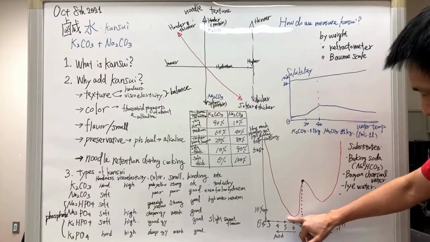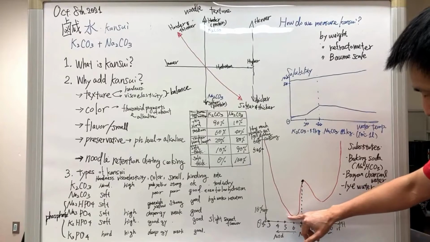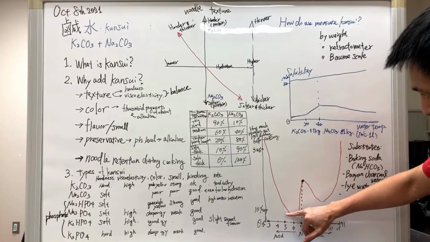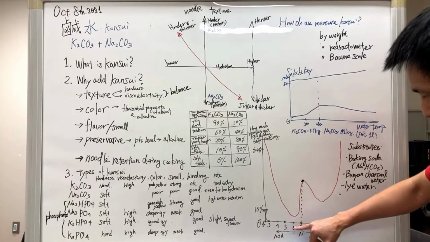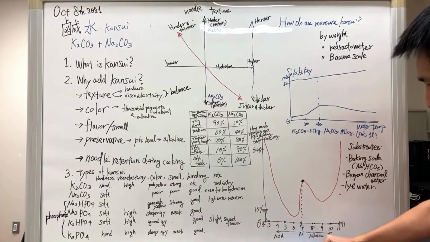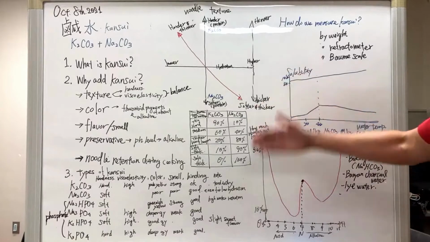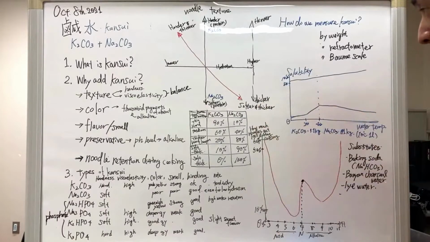The same thing goes for, for example, udon noodles, right? We add a bit of vinegar to make the cooking water lightly acidic from neutral. So it helps retain a lot of the noodles from melting into the cooking water. So these are the kinds of benefits of using Kansui.